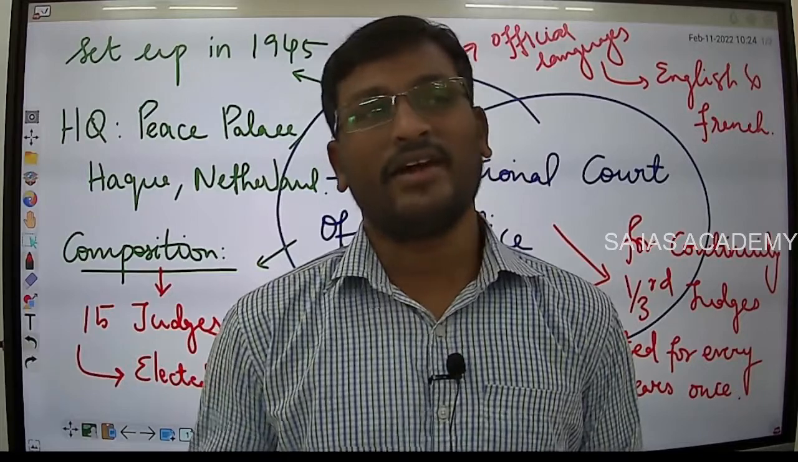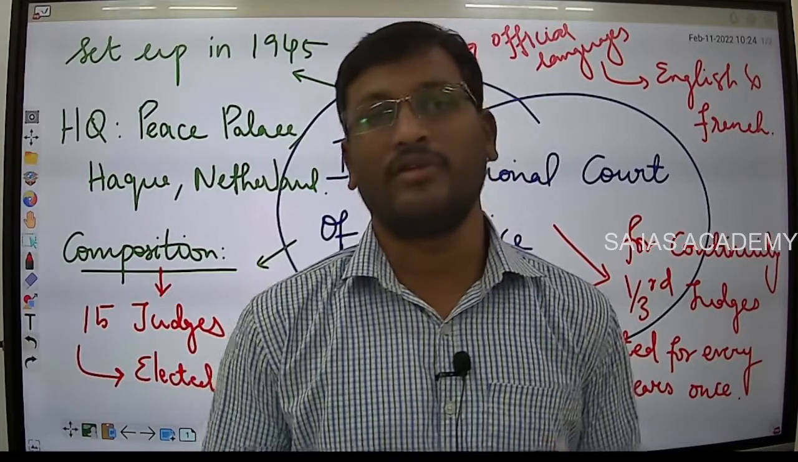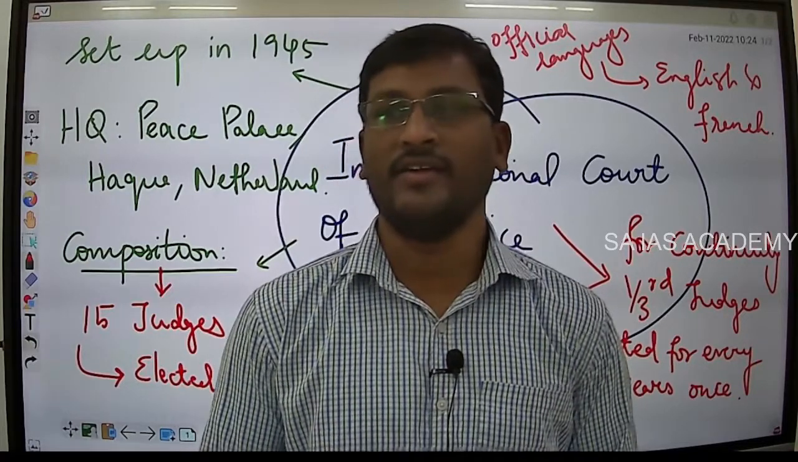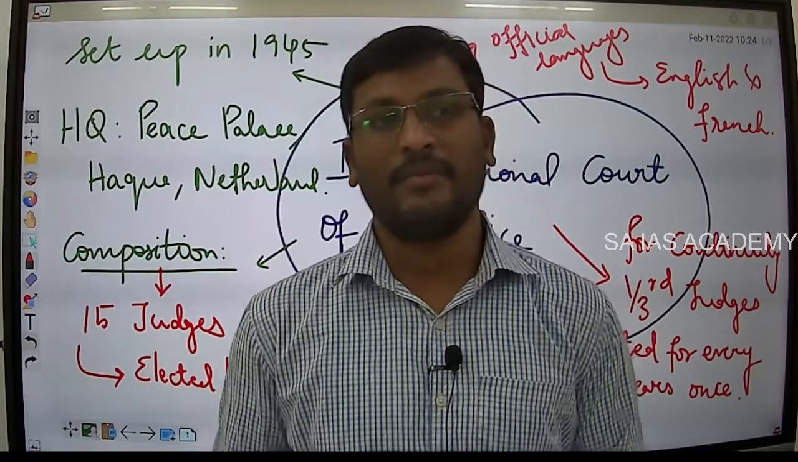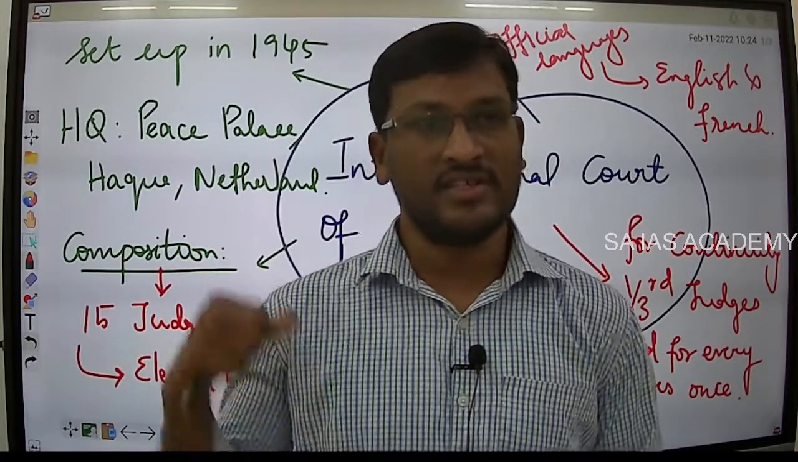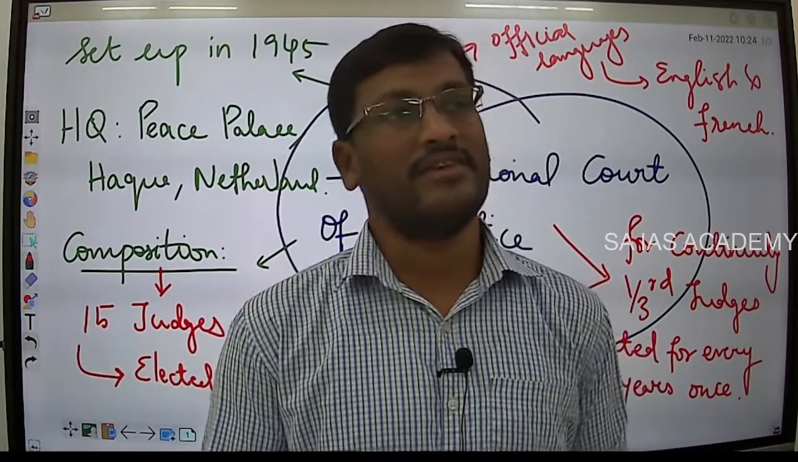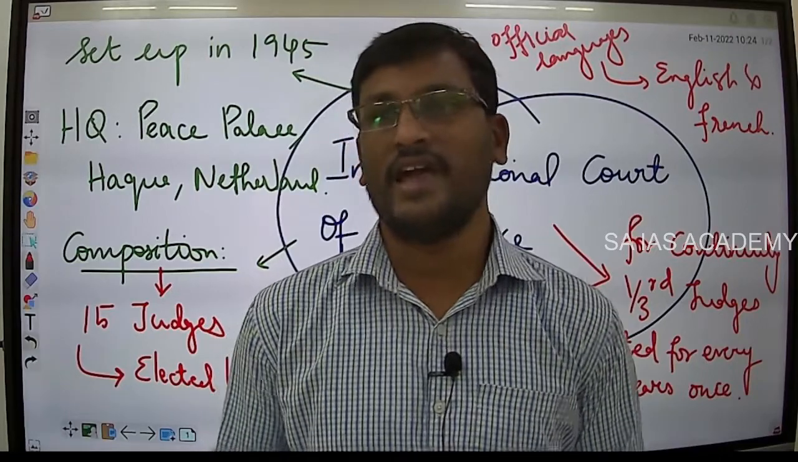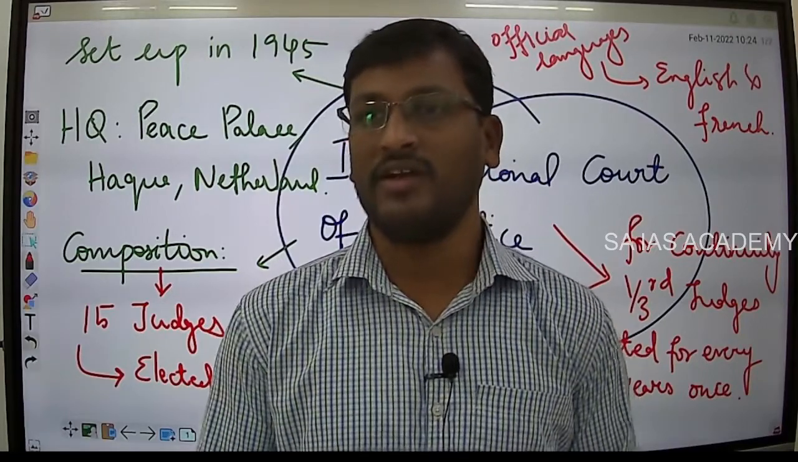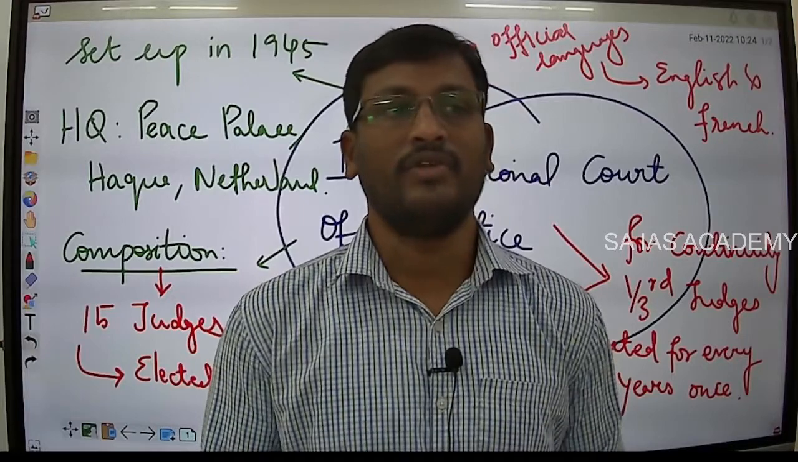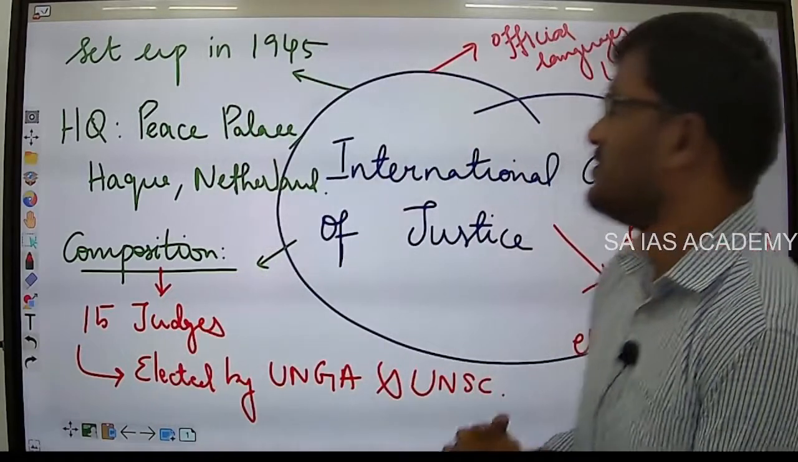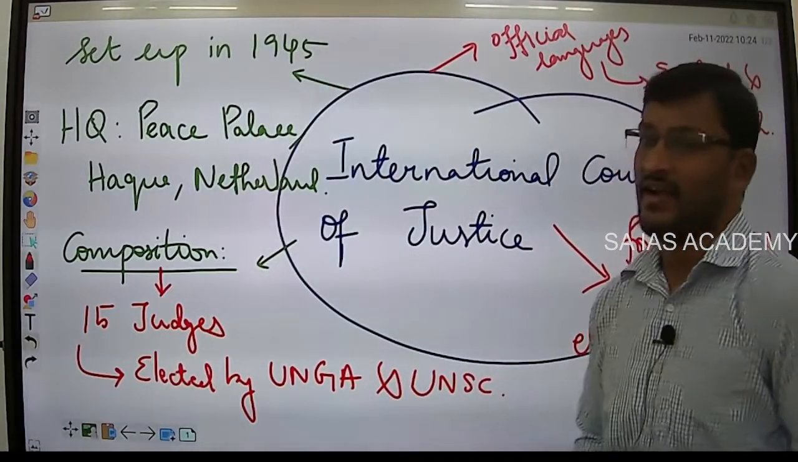In this video we are going to see about the International Court of Justice. That is the principal organ of the UNO. Another organ is the International Criminal Court, which is not a UN body; it is created by a separate agreement. So this is the principal UN body, otherwise called the World Court. It was set up in 1945 after the World War.